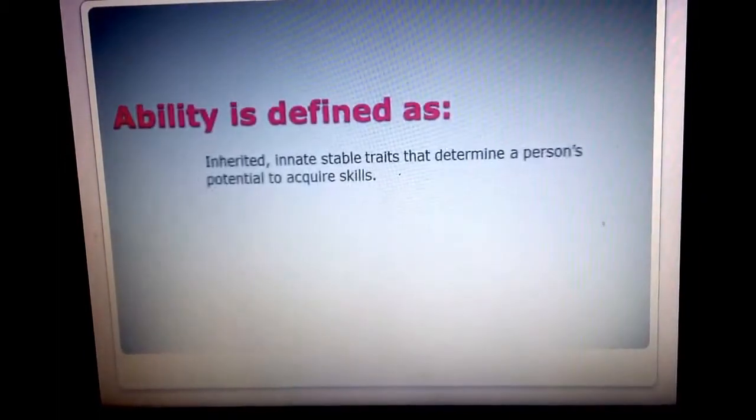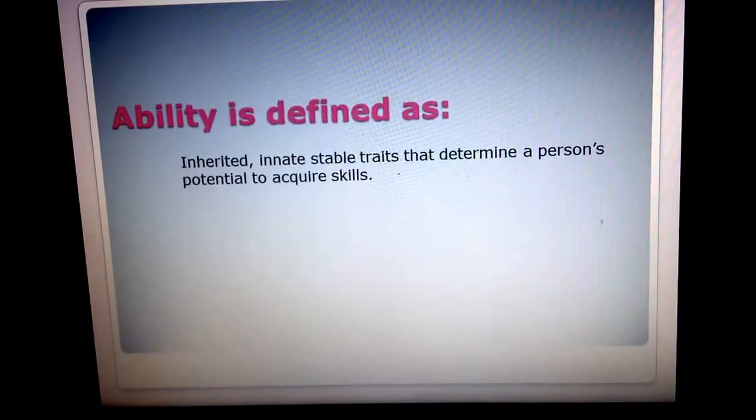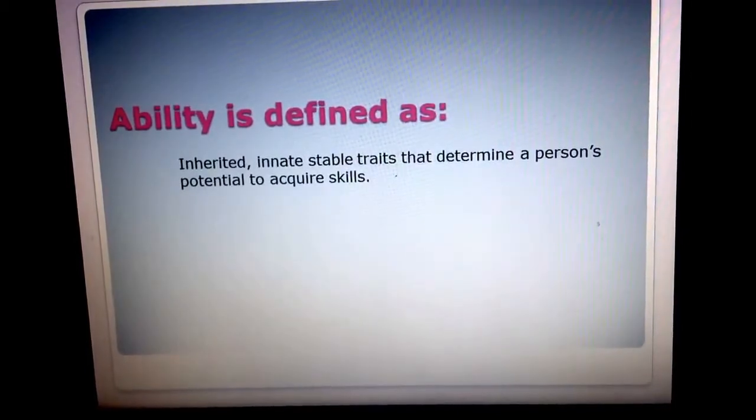So a definition. We know we've got to get this down. So ability is inherited, innate stable traits. Remember, innate means natural, that determines a person's potential to acquire skills.